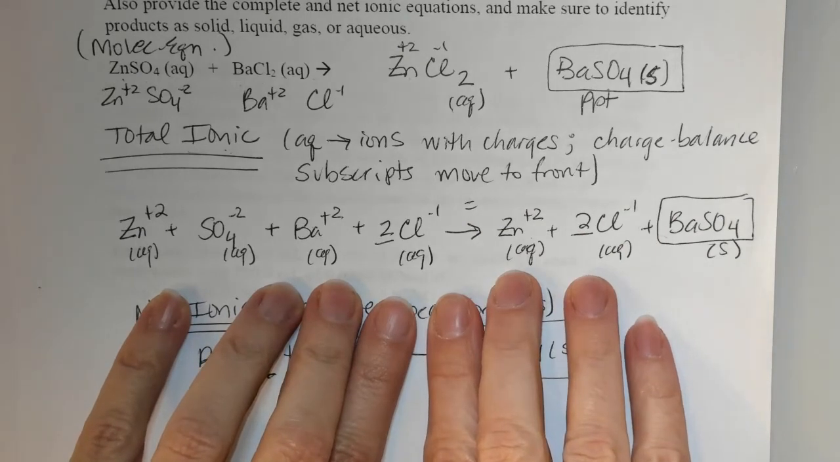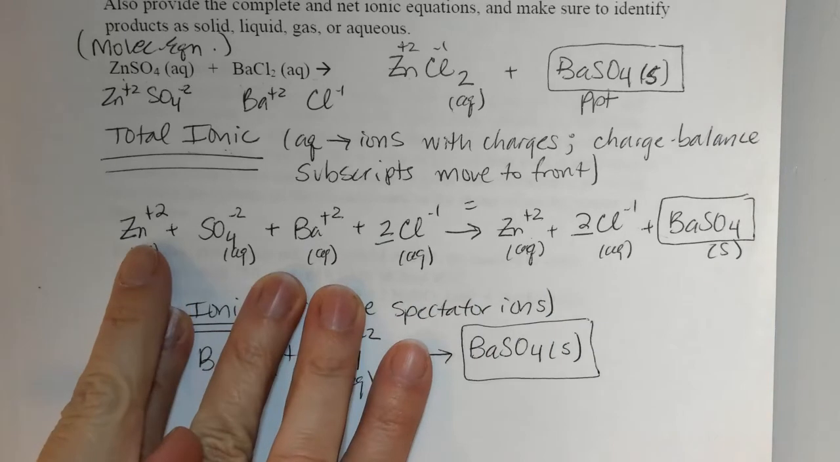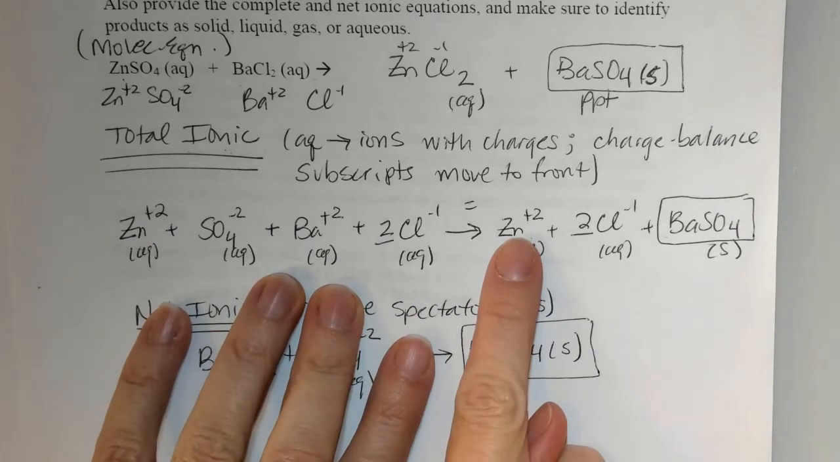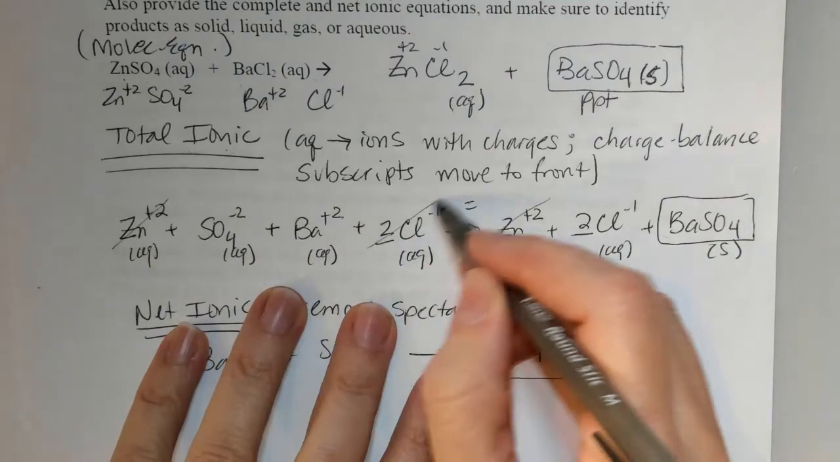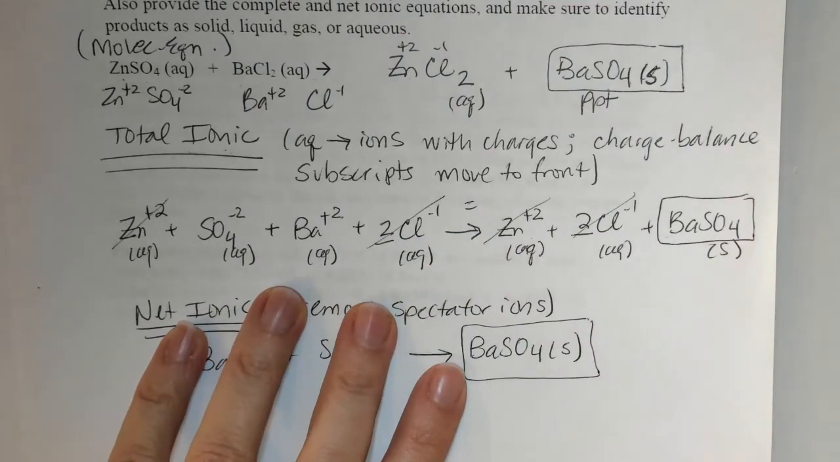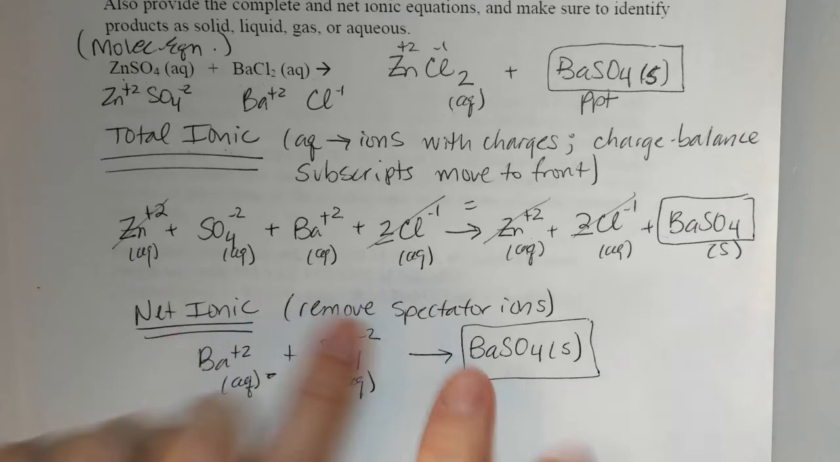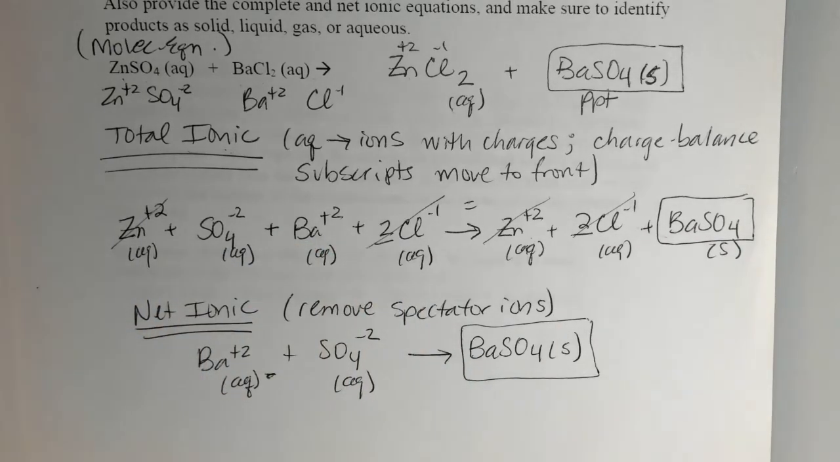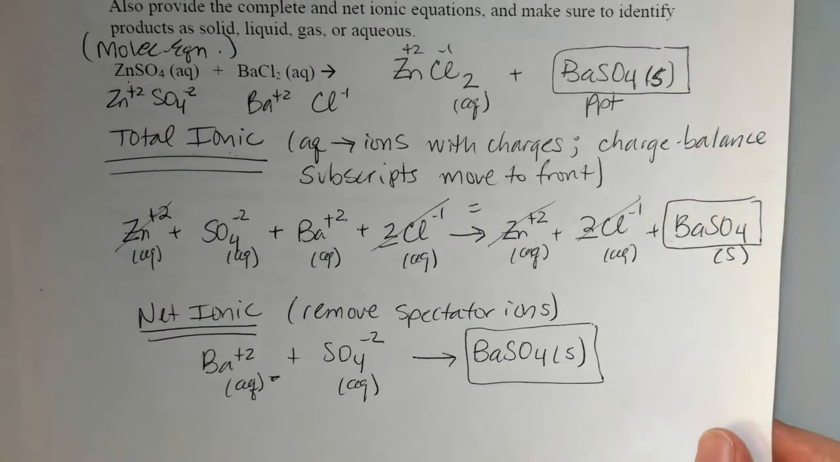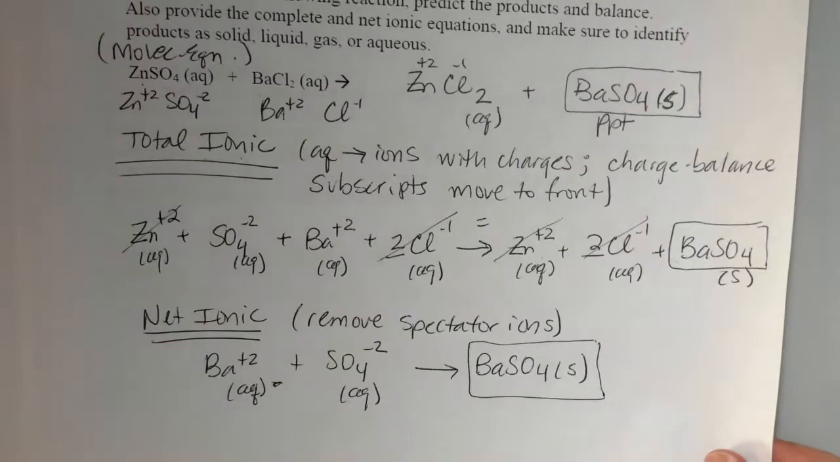You cancel them out, right? So I started this reaction with zinc ion, and when I ended, I had zinc ion. That says I didn't use any zinc. I came in with 2 chlorides, and I left with 2 chlorides, right? So I didn't use it. It didn't change. What did change, though, was the barium sulfate forming that precipitate. So that is a total and net ionic equation, all right? And so we do that for double displacement reactions.